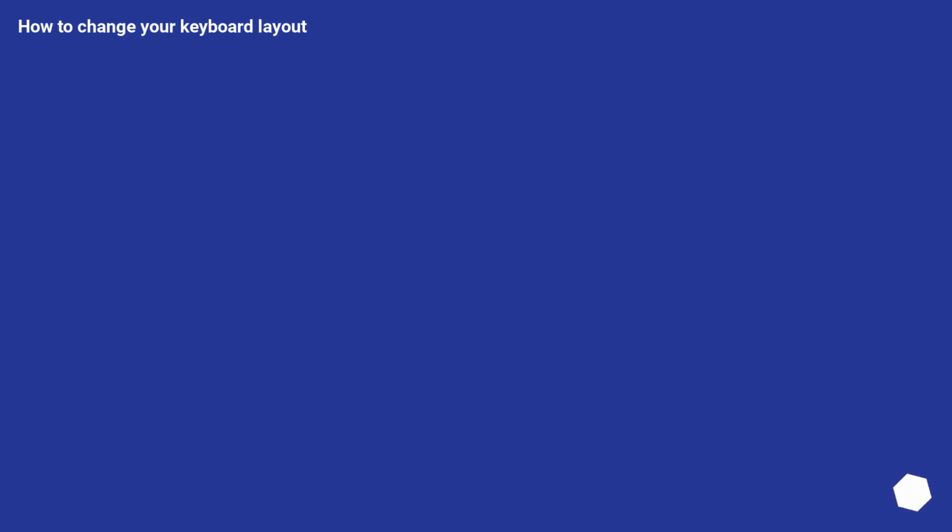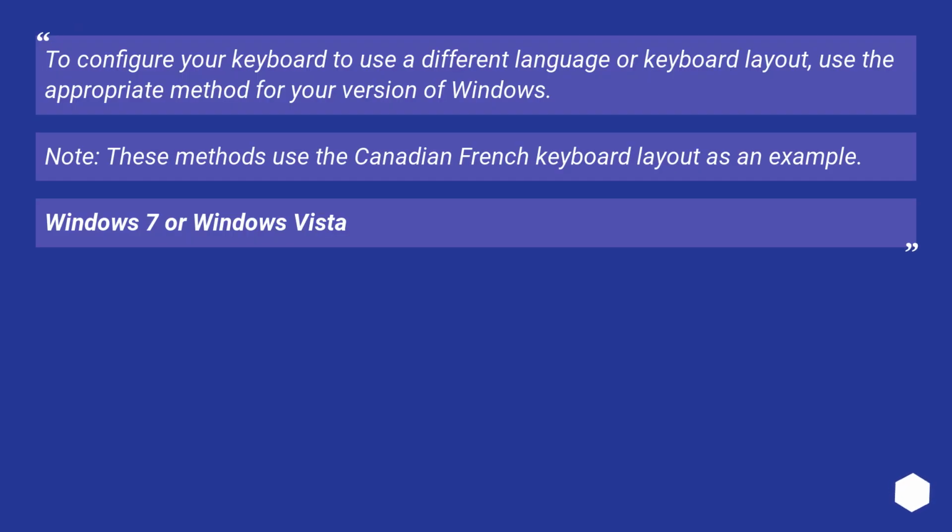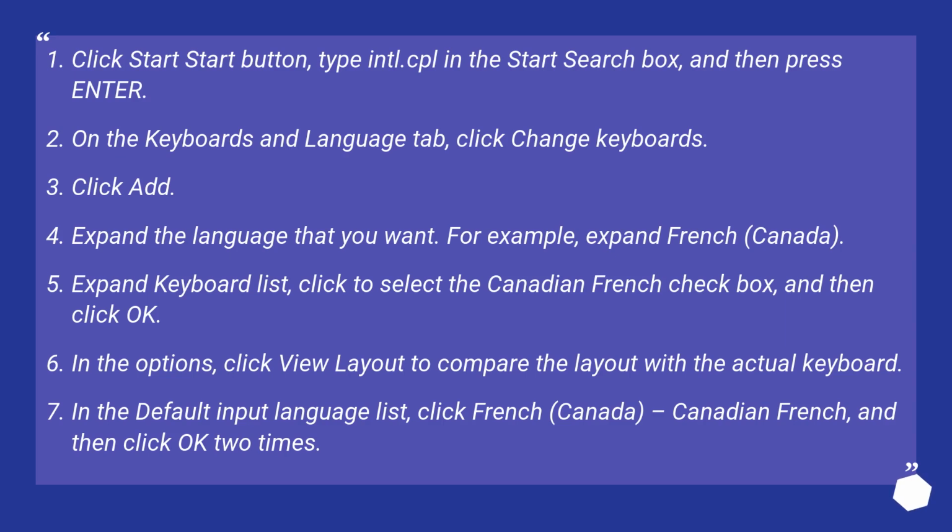How to change your keyboard layout. To configure your keyboard to use a different language or keyboard layout, use the appropriate method for your version of Windows. Note, these methods use the Canadian French keyboard layout as an example. Windows 7 or Windows Vista. Click the Start button, type international.cpl in the Start search box, and then press Enter. On the Keyboards and Languages tab, click Change Keyboards. Click Add.